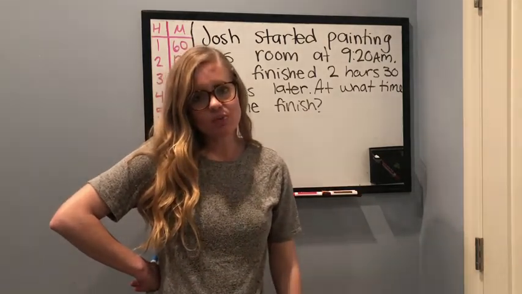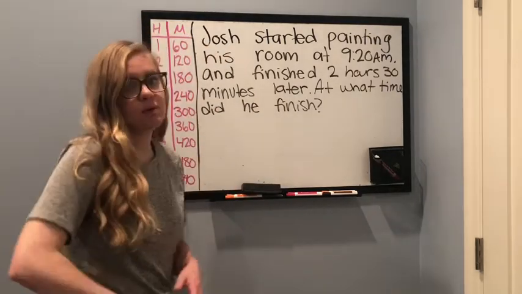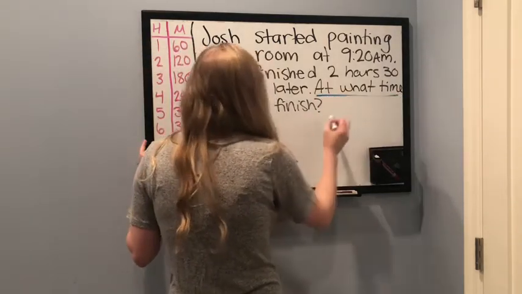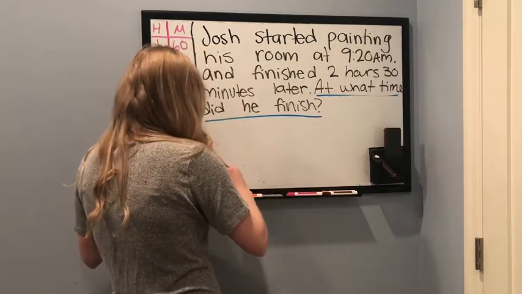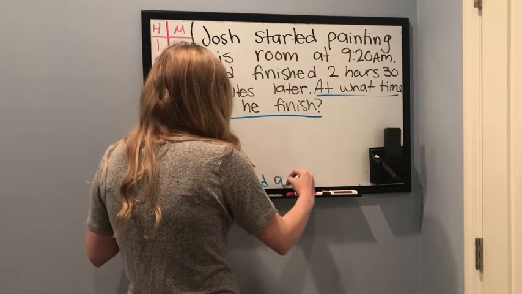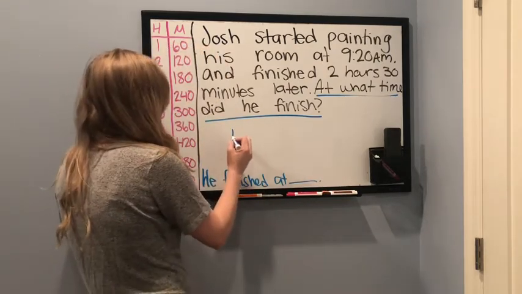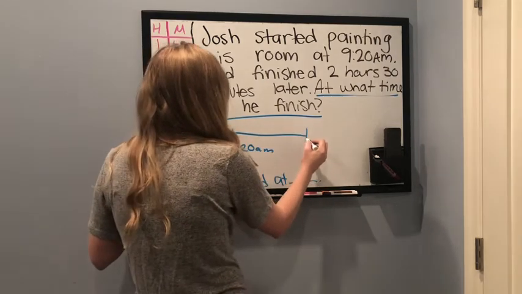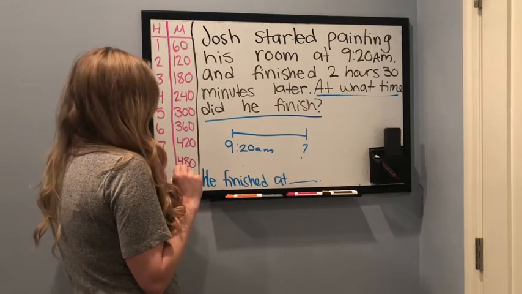Welcome back, scholars. I hope you figured out this problem with no issue. But since it's a word problem, let's start off how we always start, by underlining the question. At what time did he finish? Then we write our answer sentence, of course. He finished at blank. Okay, so we're going to start here. Josh started at 9:20 a.m. Okay, and it took him 2 hours and 30 minutes.